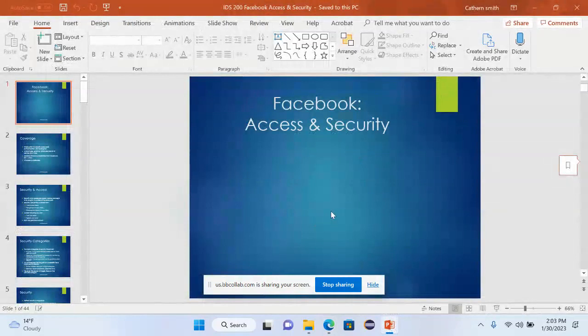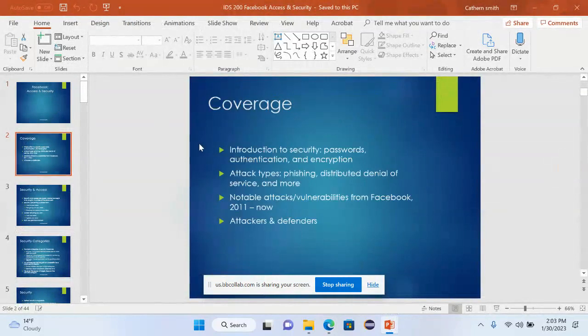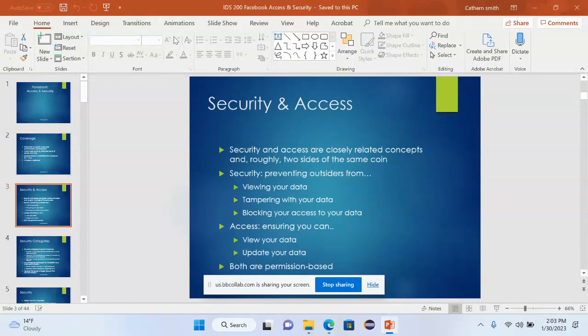Today's lecture, Access and Security. What we'll cover today: an introduction to security, topics like passwords, authentication, and encryption. On Wednesday, we'll talk about different attack types and, like I said, a little bit of notable attacks and vulnerabilities on Facebook, just to give some concreteness to the security threats we're talking about. And then last, some attributes of attackers and defenders, like who attackers are, why they do it, and how they can be stopped to some extent, or at least, make their job harder.